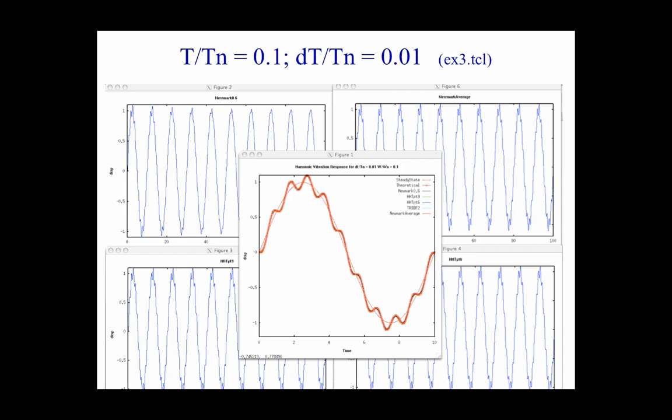So here's the same example, same algorithms. This is just a harmonic wave being thrown at the structure. The same delta t over Tn's. I guess you'll notice that the Newmark just damps out quicker.